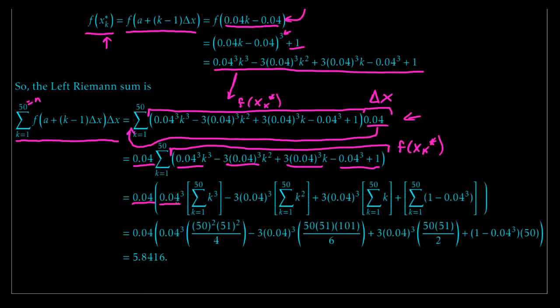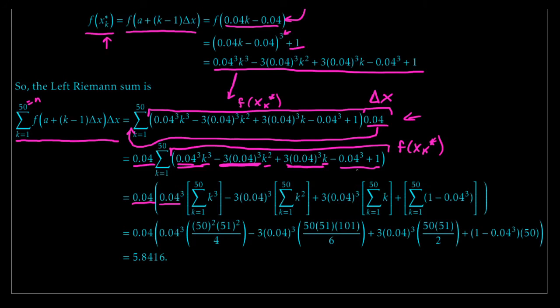That is, I've got 0.04 to the third from this guy here, times the sum from k equals 1 to 50 of k cubed. There we go. Minus 3 times 0.04, that's this guy here, times 0.04 to the third, times the sum from k equals 1 to 50 of k squared. That's that guy right there. All right, plus 3 times 0.04 to the third. This guy here is just that guy right there. All good. Times the sum from k equals 1 to 50 of k. That's just this guy right here.